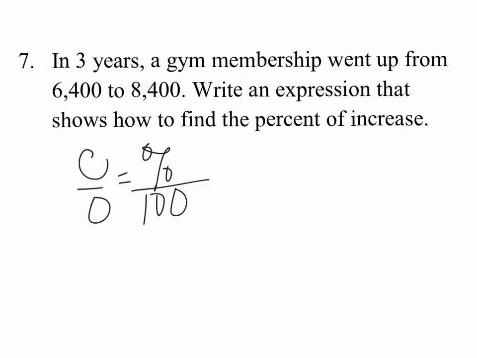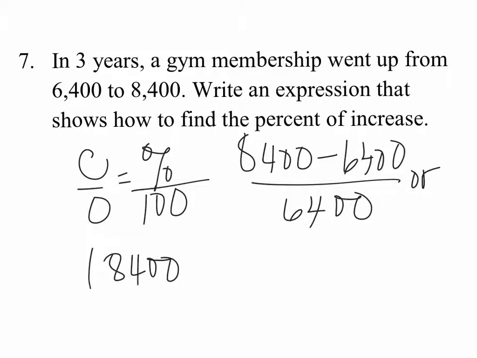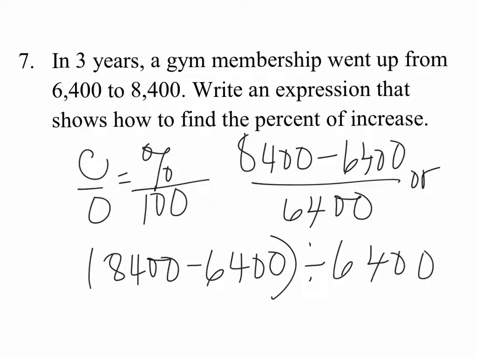So you would take the 8,400 minus the 6,400 to get the change and put it over the original of 6,400. Or you could write 8,400 in parentheses minus 6,400, close the parenthesis, and then divide by 6,400.